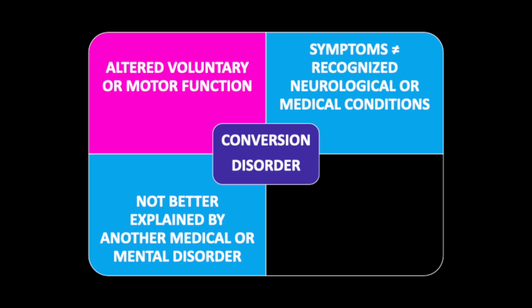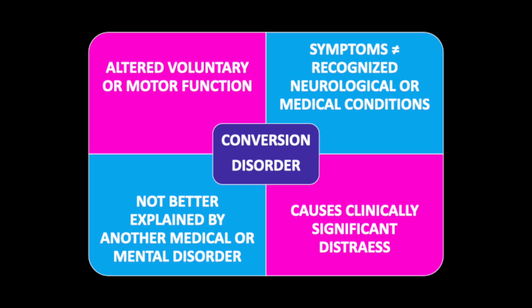Criterion C states that the symptoms or deficit is not better explained by another medical or mental disorder. And Criterion D says that the symptoms or deficit causes clinically significant distress or impairment in social, occupational, or other important areas of functioning, or warrants medical evaluation. If these criteria are met, the next thing that I'll do is screen for the 3 different types of specifiers that can be added onto the diagnosis.